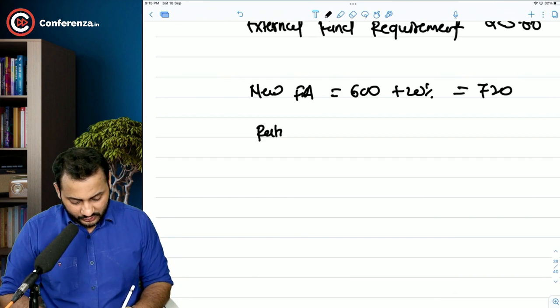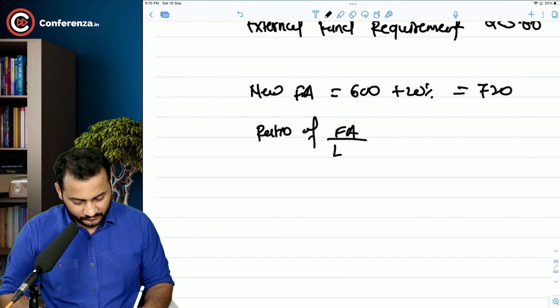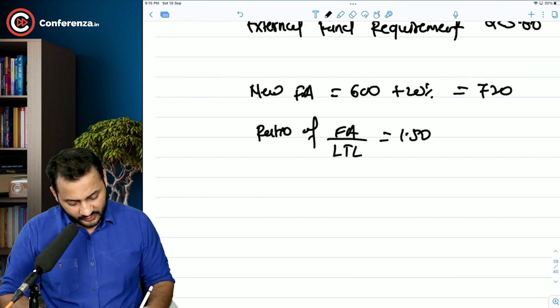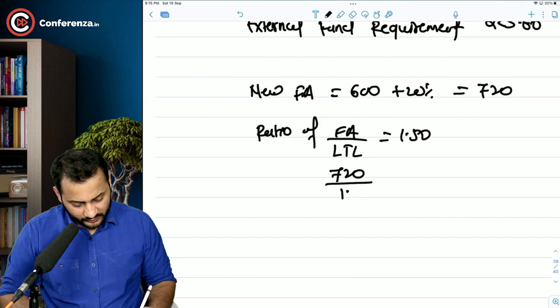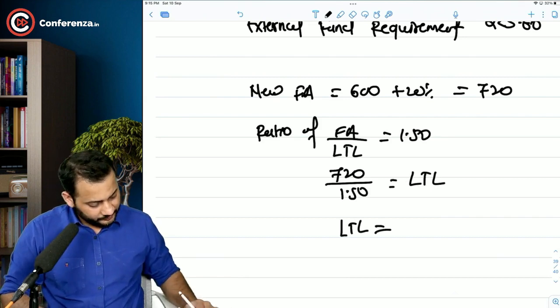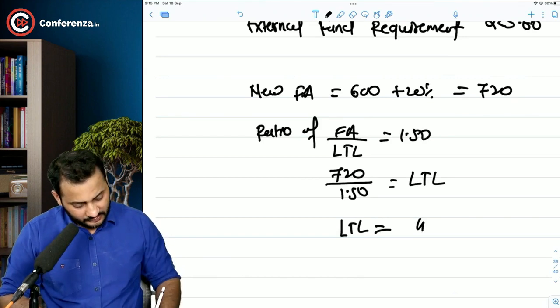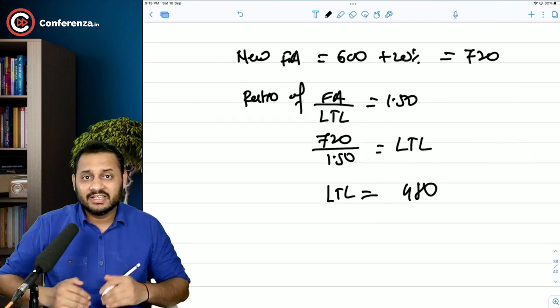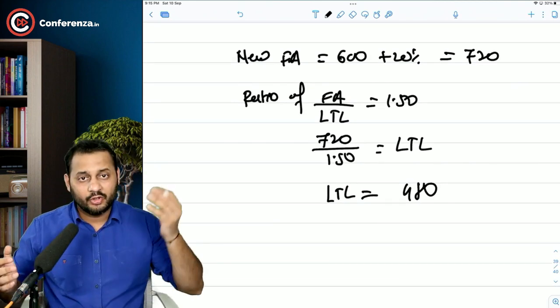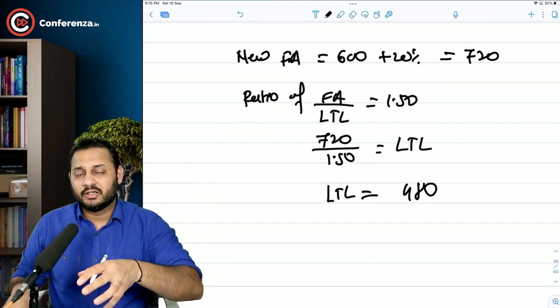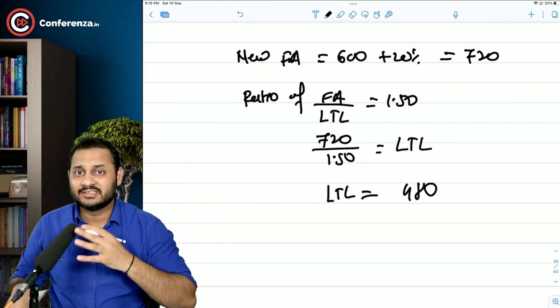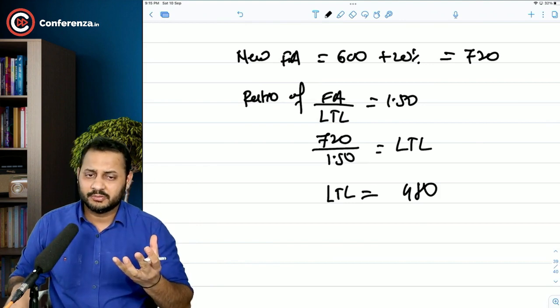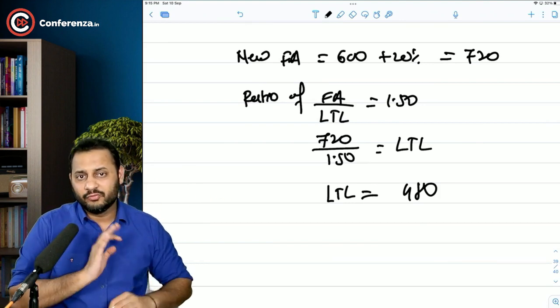And the ratio of fixed assets to long-term loan is 1.5. That means 720 divided by 1.5 should be equal to long-term loan. So the long-term loan that can be maximum stay in the company is 480. After the increase in fixed assets, we can increase the long-term loan as well, because we can put that extra fixed assets on mortgage and raise the loan. That's the normal procedure in the market. So the long-term loan total can be 480.